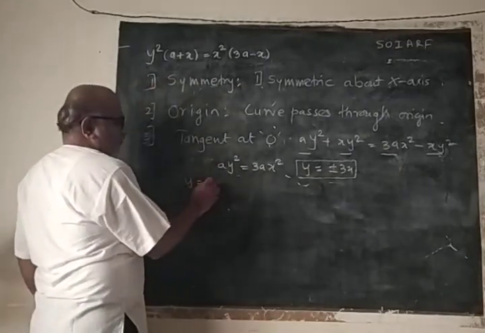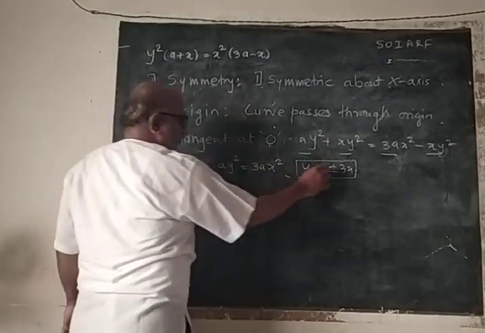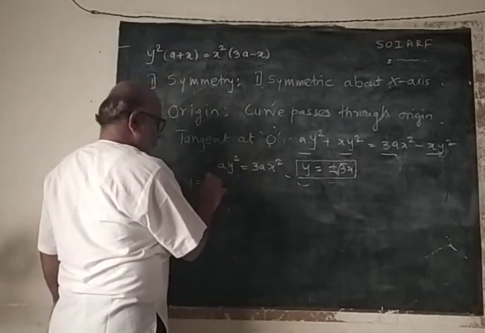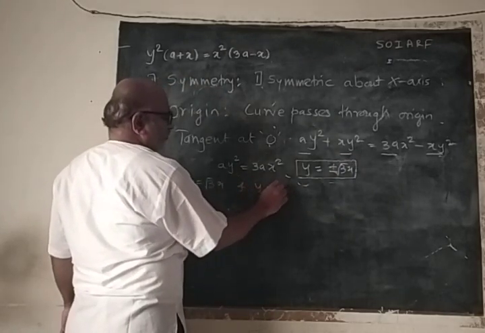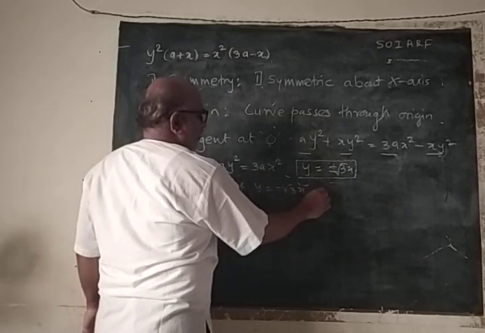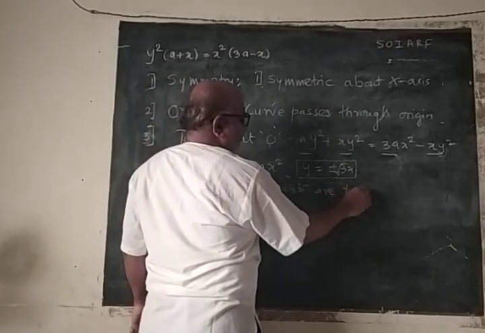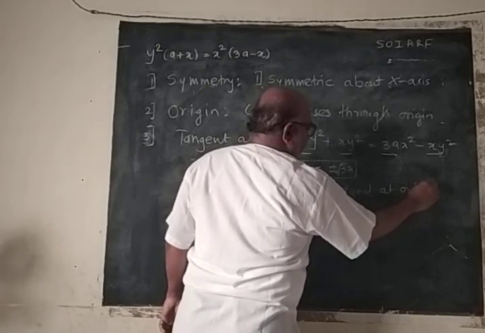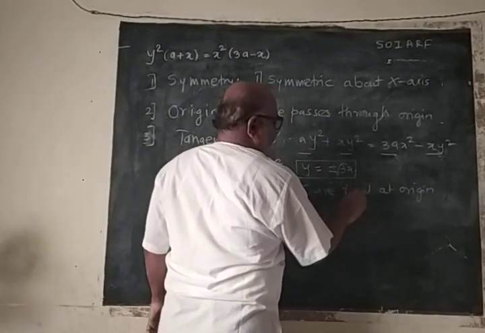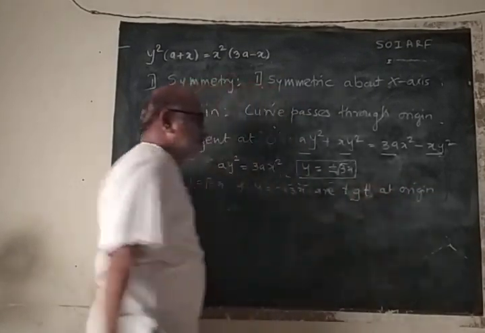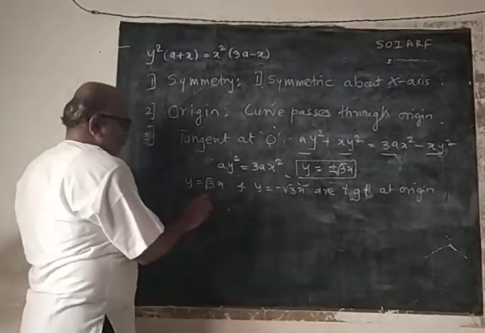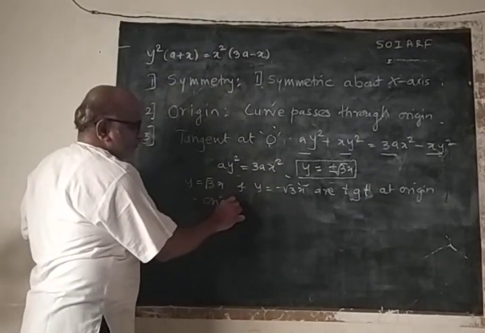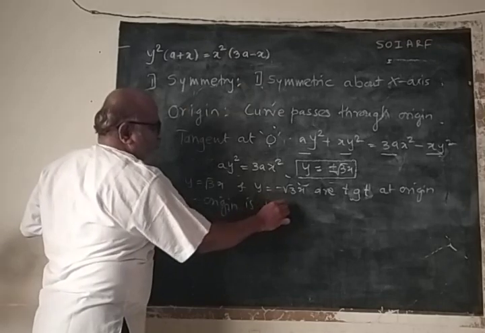That is, y equal to root 3 x and y equal to minus root 3 x are tangents at origin, and therefore origin is a node.